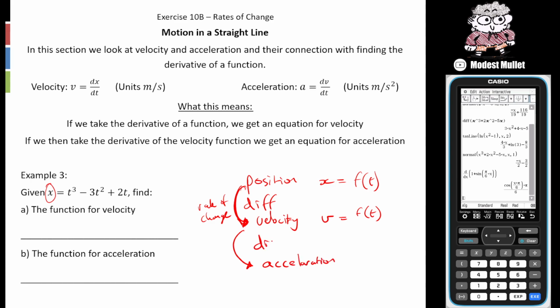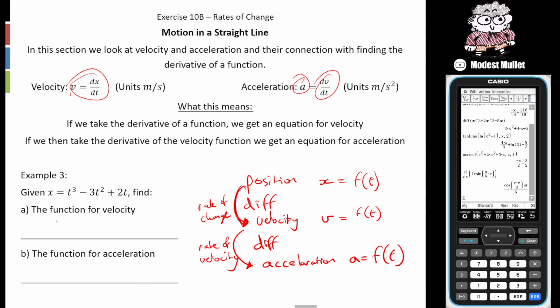So if we again differentiate our velocity function, we get some new function that will still also be a function of time, but we call that our acceleration, because that is the rate of change of velocity. So that's the connection here. Velocity is the rate of change of position, and acceleration is the rate of change of velocity. And they will all be some function of time.